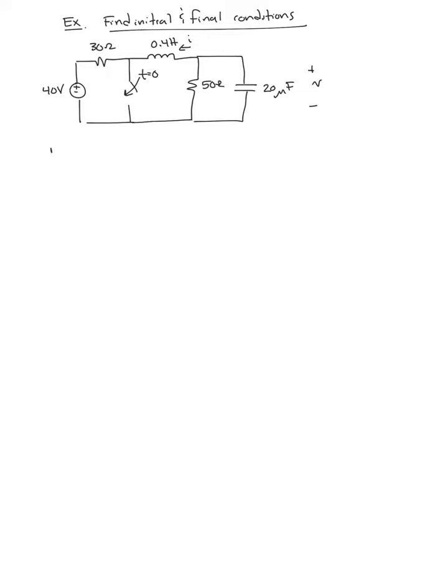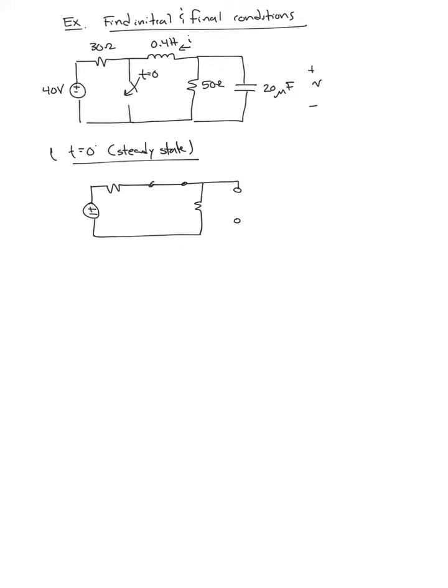Again, step 1. Let's go to t equals 0 minus, such that we can assume we're in steady state conditions. Okay, redraw the circuit with the switch open. Inductor looks like a short circuit since we're in steady state and we only have DC sources. Capacitor looks like an open.